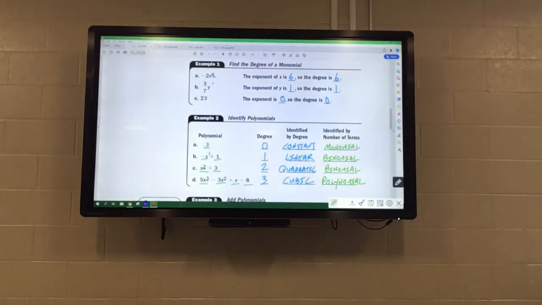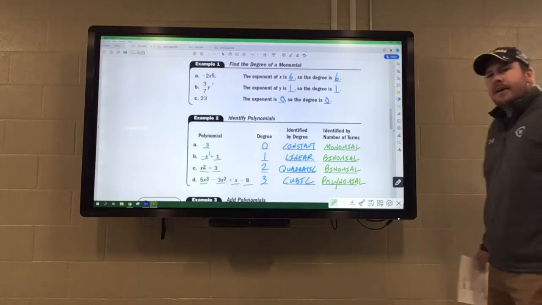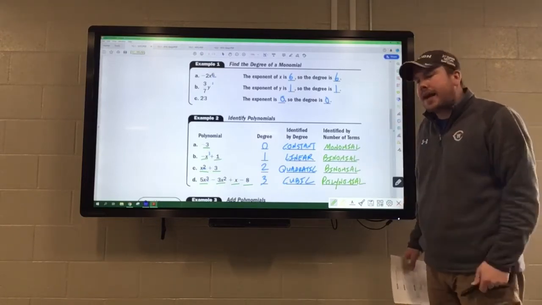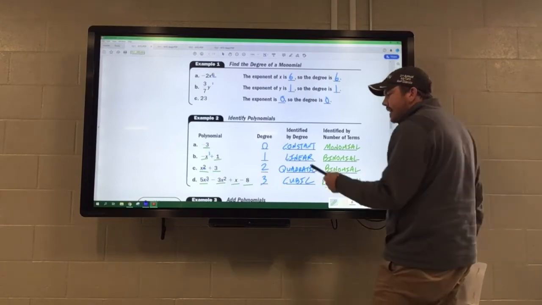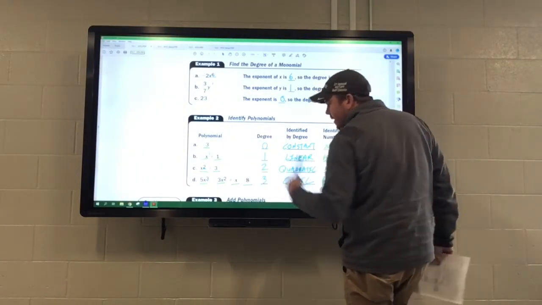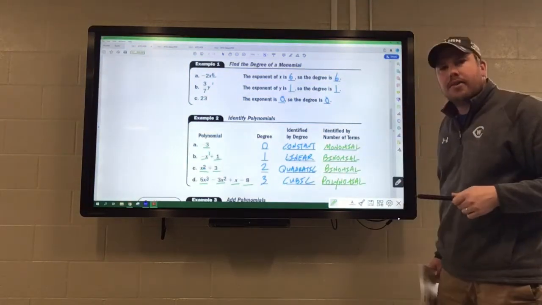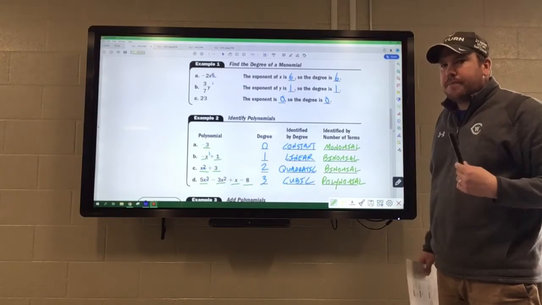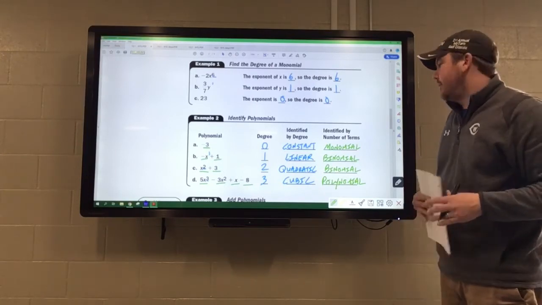So this is all just vocab. It's good to know. I need you to be familiar with this vocab, okay? Be able to tell me how many terms a binomial has, how many terms a trinomial has. If I say a function is linear, know it's degree 1. If I say it's quadratic, know it's degree 2. Cubic, degree 3, so on and so forth. But yeah, this is all just vocab. Let's get into the actual math we'll be doing today.